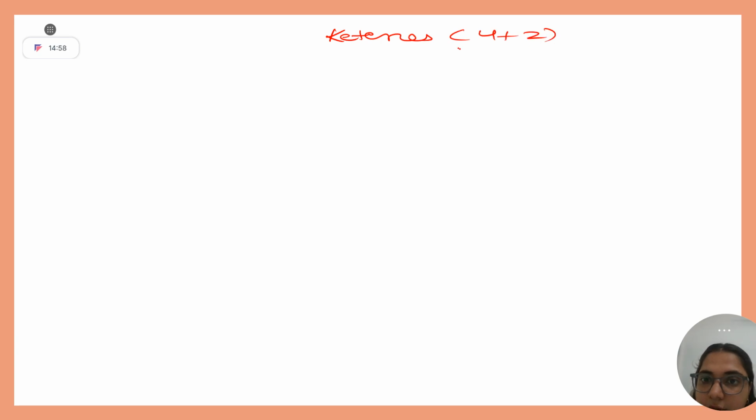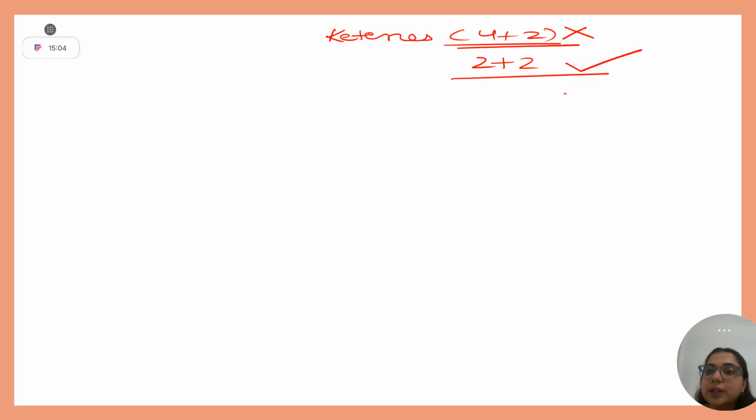Please write in your notebook: ketenes can't undergo 4 plus 2 cycloaddition. They can only undergo 2 plus 2 cycloaddition, and that also under thermal conditions, not photochemical conditions. Okay, so let's understand.